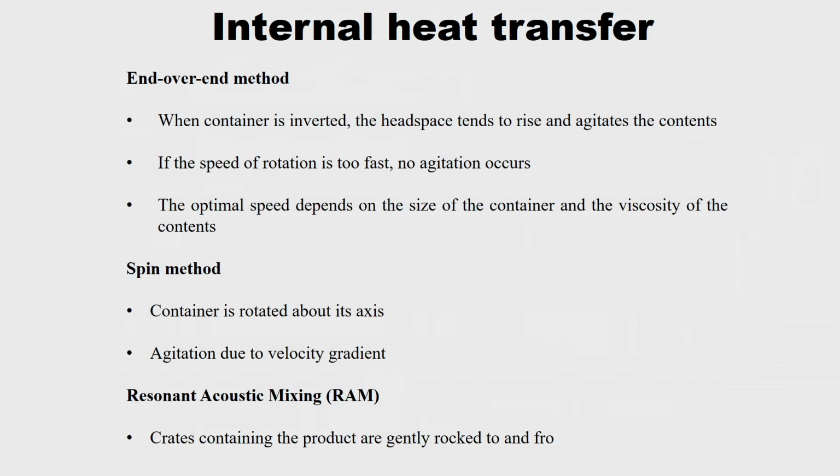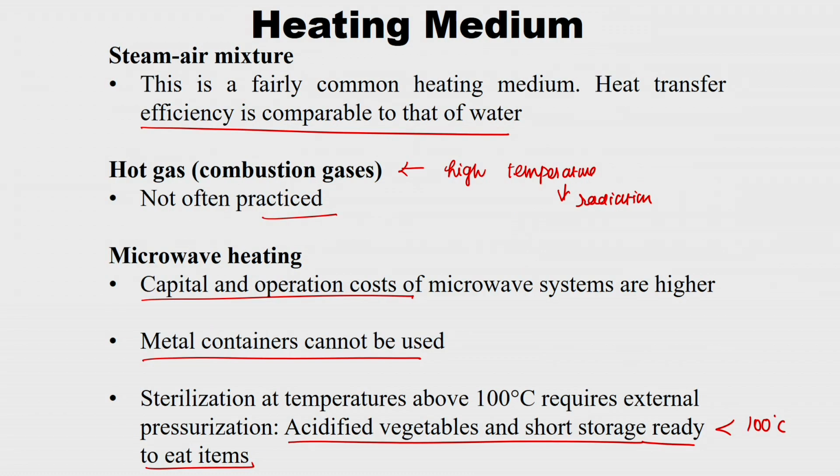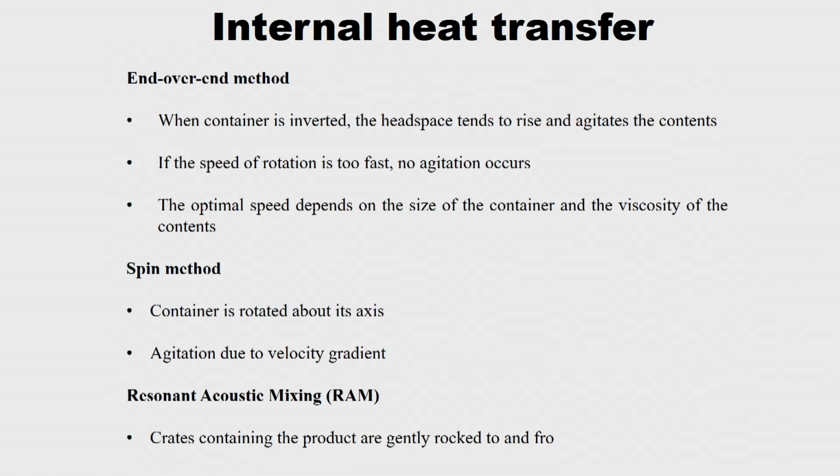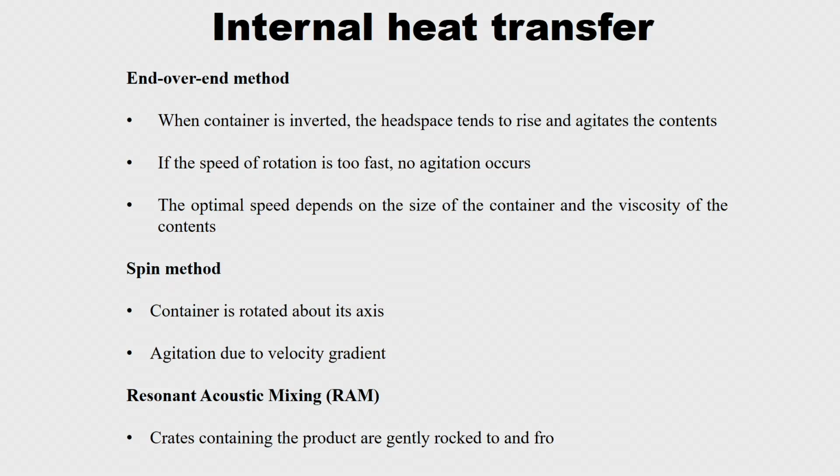Then the next one is agitation. So, we have already mentioned somewhere how the heat transfer can be increased. One is some agitation purpose. So, how the heat transfer is increased internally, in the sense when it transfers from the package inner wall to the food particle or the food which is there in the container. So, one is the end over end method, another one is spin, another one is resonant acoustic mixing.